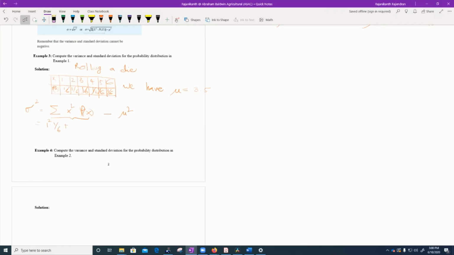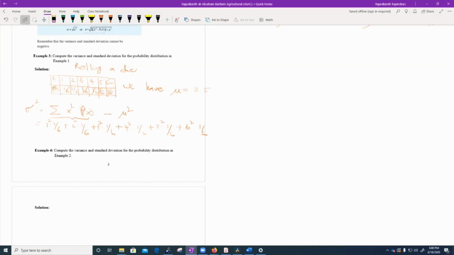The second data value is 2, so 2 squared times 1/6, plus 3 squared times 1/6, plus 4 squared times 1/6, plus 5 squared times 1/6, plus 6 squared times 1/6. So this is the answer we have for the summation piece, right?